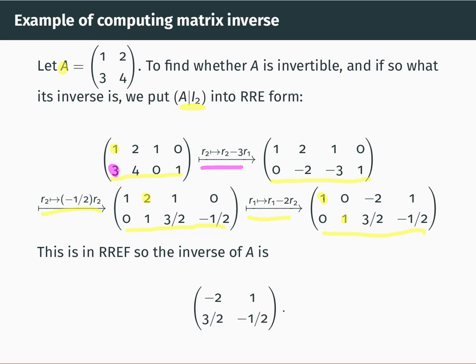Now, what we found was that the first part, this part of our matrix, is the 2 by 2 identity. That means that our original matrix was invertible, and the second part will be equal to the inverse of A. So the inverse of A is equal to the second part of our super augmented matrix, which is now -2, 1, 3/2, -1/2. You can check, if you like, by hand that that really is the inverse of A.